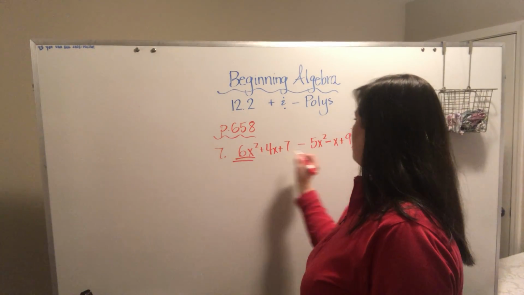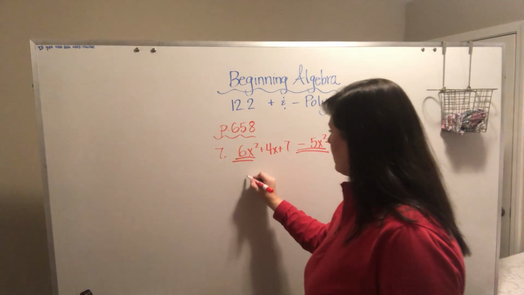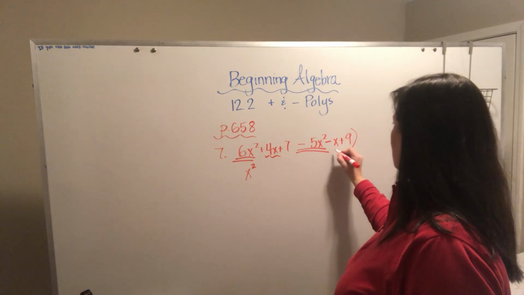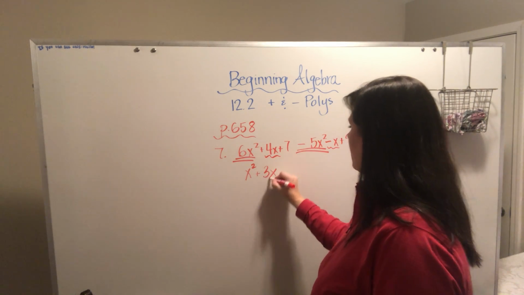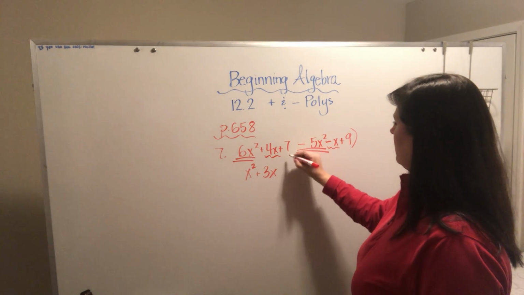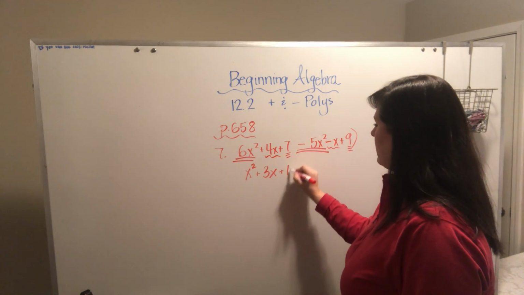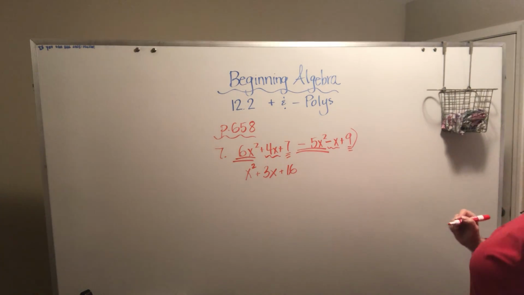Watch combining like terms. 6x squared minus 5x squared leaves you with just an x squared. 4x minus 1x, 3x. 7 plus 9 is 16. That is the answer for number 7, x squared plus 3x plus 16.